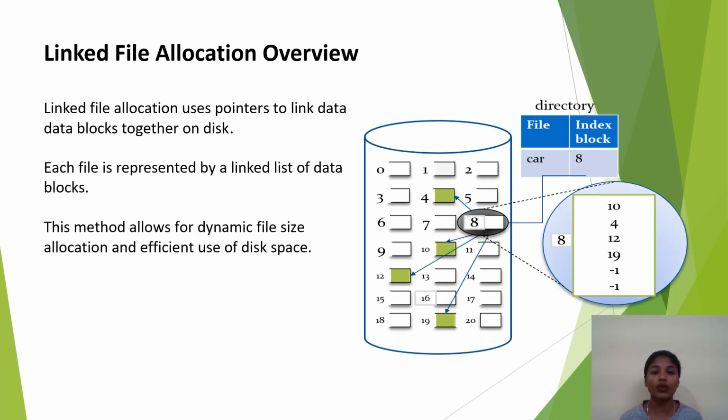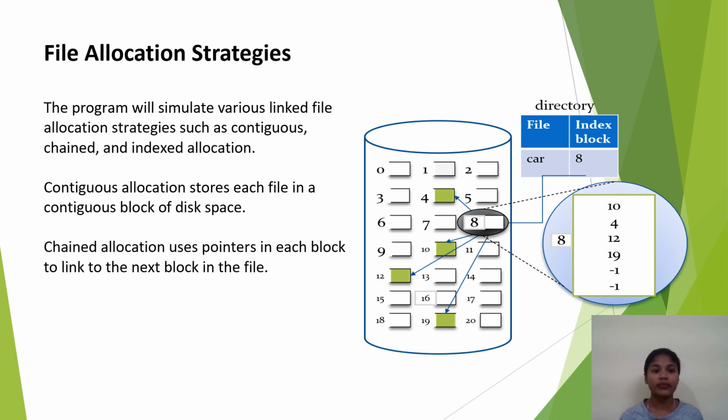Linked file allocation overview. Linked file allocation uses pointers to link the data blocks together on the disk. Each file is represented by a linked list of data blocks. This method allows for dynamic file size allocation and efficient use of disk space. File allocation strategies. The program will simulate various linked file allocation strategies such as contiguous, chained, and indexed allocation. Contiguous allocation stores each file in a contiguous block of disk space. Chained allocation uses pointers in each block to link to the next block in a file.